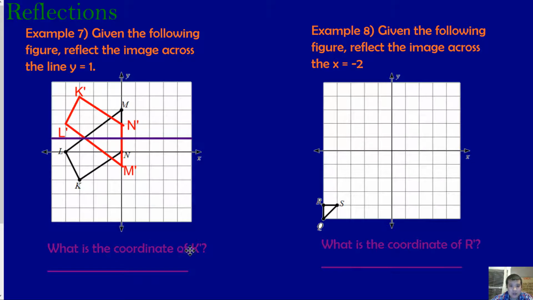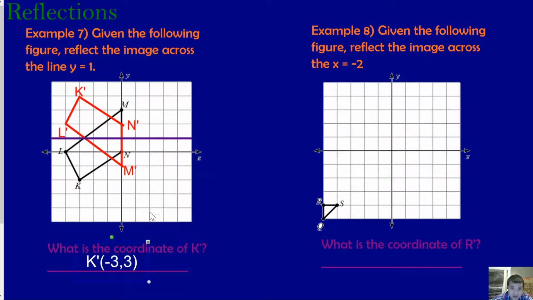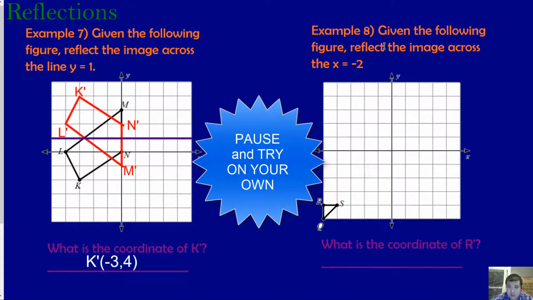Okay. The K image is going to have coordinates of negative 3, I believe that's 1, 2, 3, 4. Oh, no. Let's change that again. Negative 3, 4. Okay. Here we're going to reflect the image across x equals negative 2.